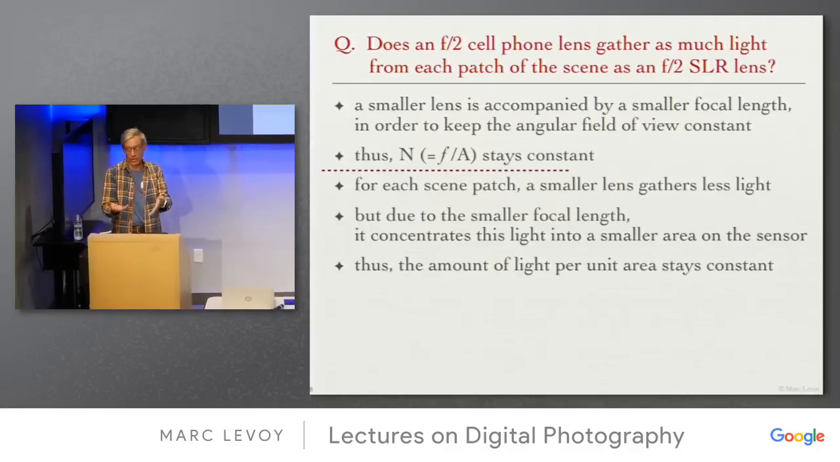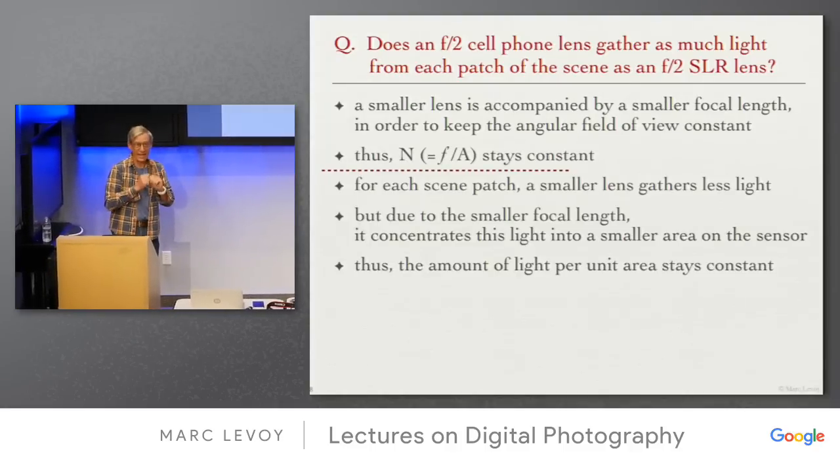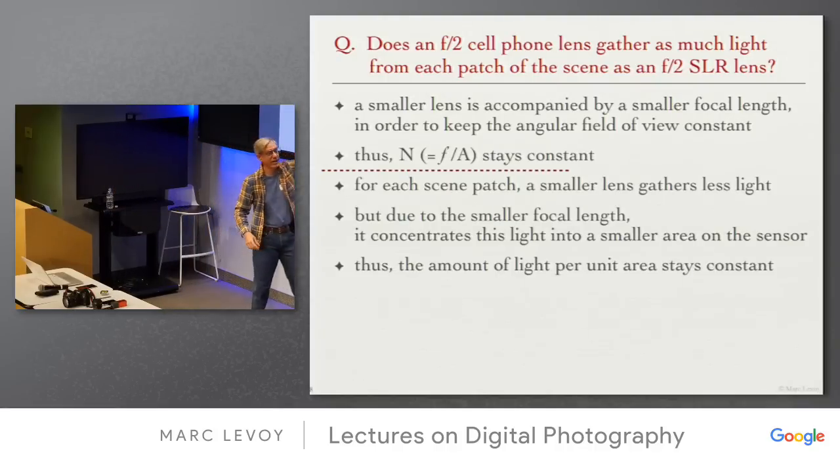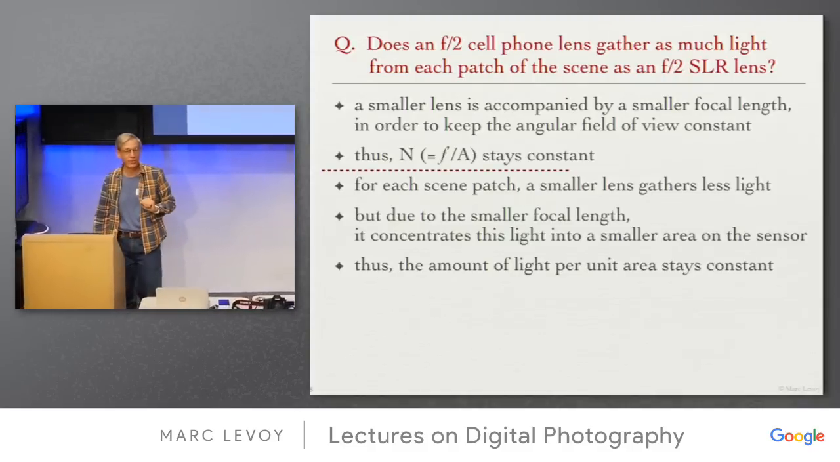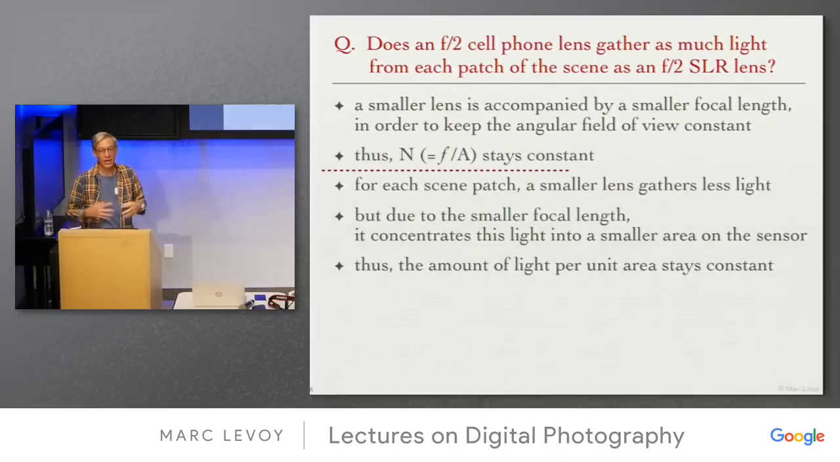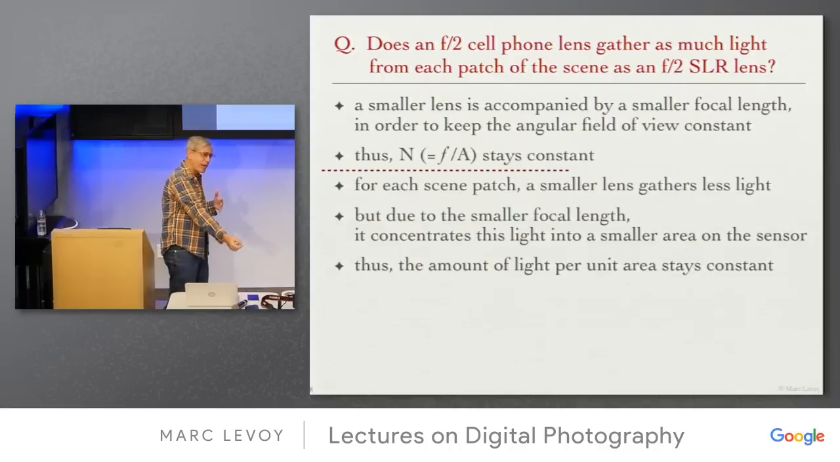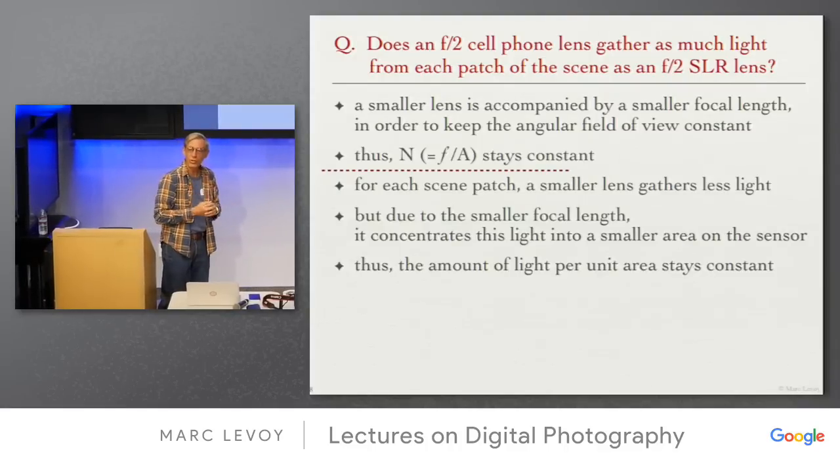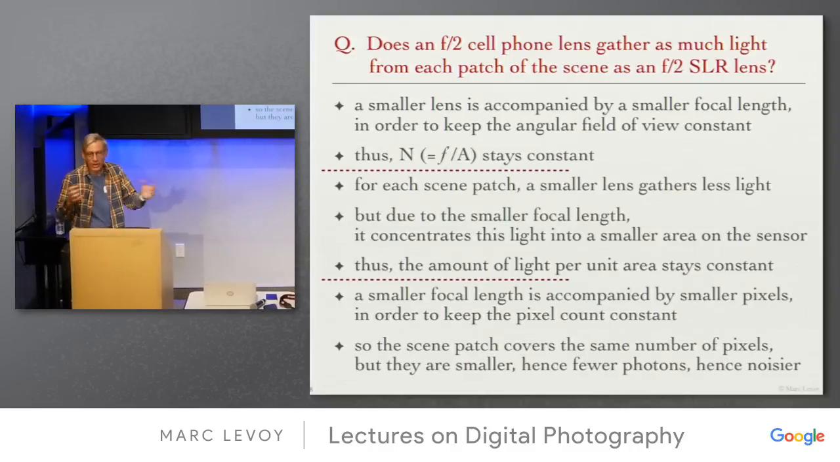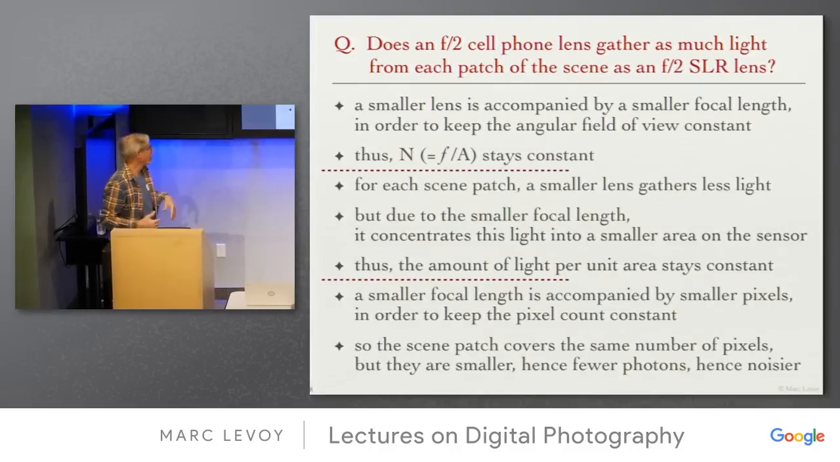And if you look at the Gaussian lens construction, you can see that that's true. So the amount of light per unit area on the sensor actually stays constant and is therefore just a property of the F number. And so that's the irradiance, the light per unit area on the sensor. So it gathers less light from the object, but the same per unit area. So we're still not done yet. There are other properties we have to bring in to really answer the question.